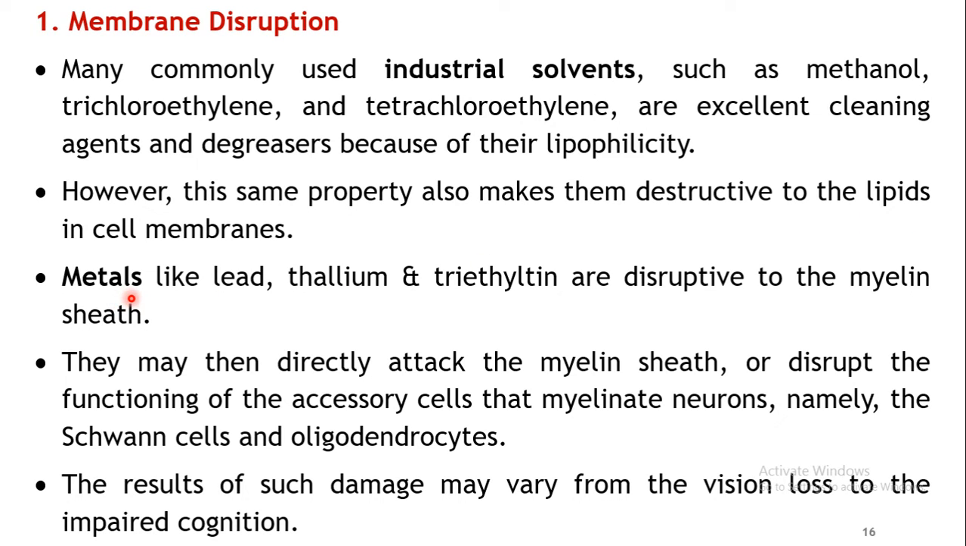Next example is the metals like lead, thallium, or triethyltin. These particular metals can damage the myelin sheath, the Schwann cells, right? They wrap around the axons, as we have seen, to form the myelin sheath. So myelinated neurons are basically getting attacked by these particular metals. Either direct damage to the myelin sheath may take place, or it may disrupt the functioning, that is, their function may get affected. So structural damage to their membranes or the myelin sheath may take place. As a result of this, the symptoms may vary, maybe from vision loss to impaired cognition.